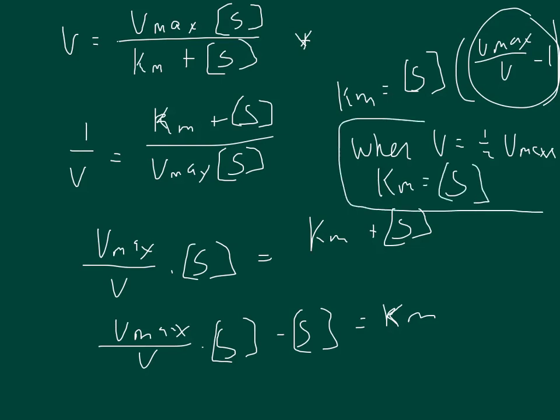And so you can actually use a Michaelis-Menten plot of the concentration of the substrate versus the reaction rate, or the velocity, and you can determine what Vmax is, and then you can find 1/2 of Vmax and determine what the substrate concentration is at 1/2 of Vmax, and you'll know what your Km value is.